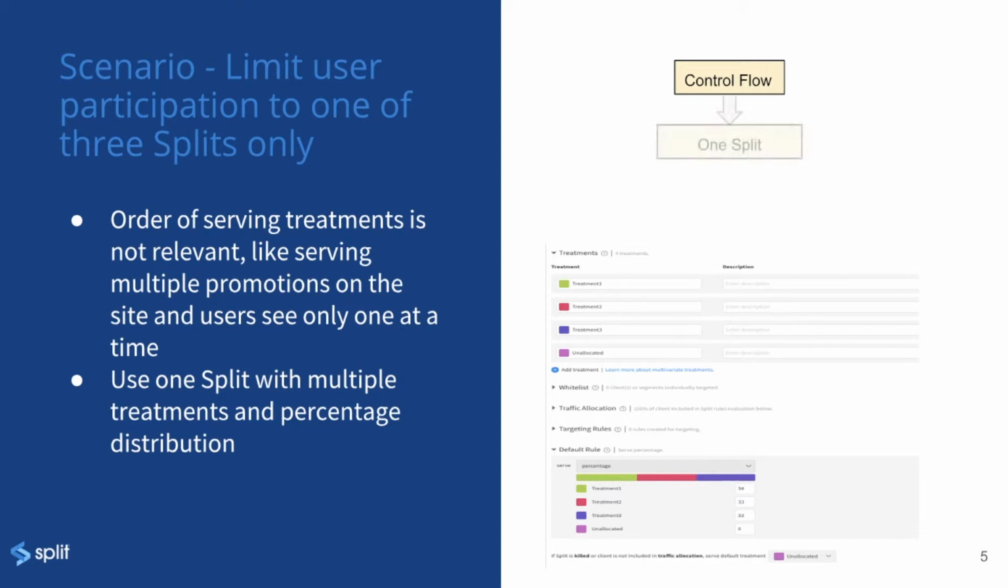So here's the control flow. We have only one split, and the split will have 3 treatments. Each treatment represents a promotion. And then we can use a percentage rule to allocate more or less 33% to each treatment. This way, every user will only land on one treatment.